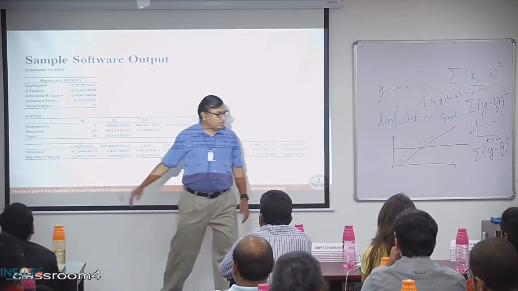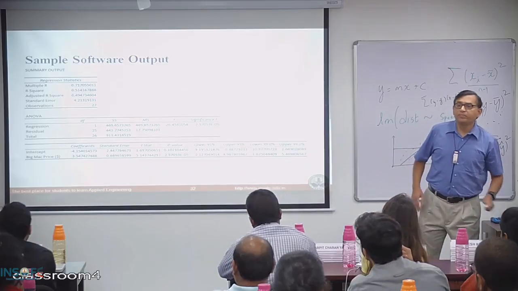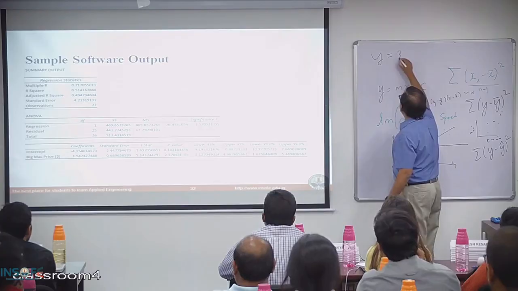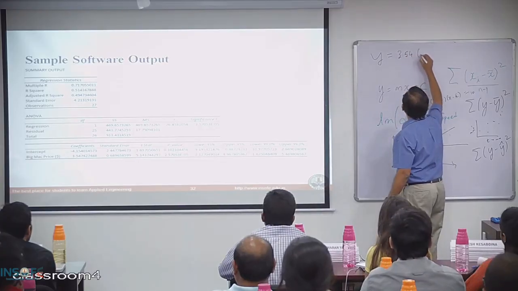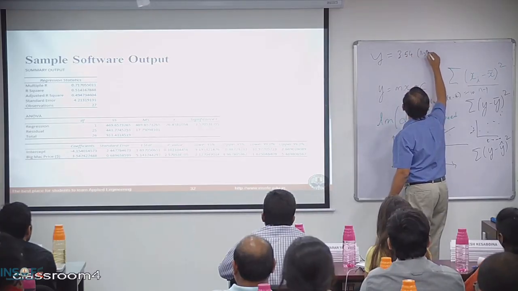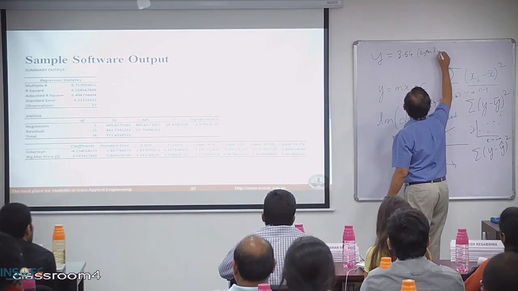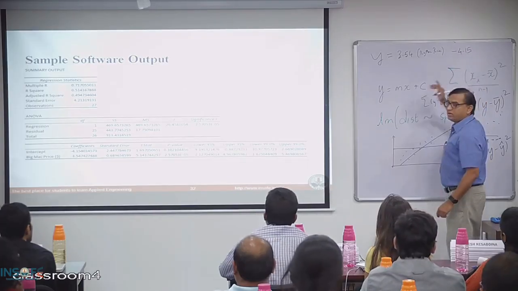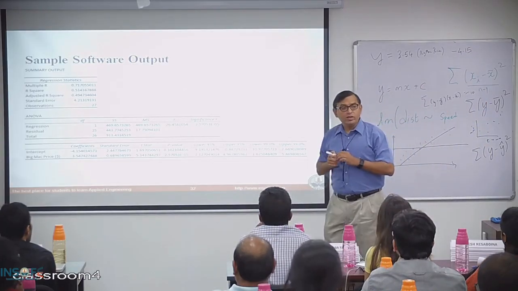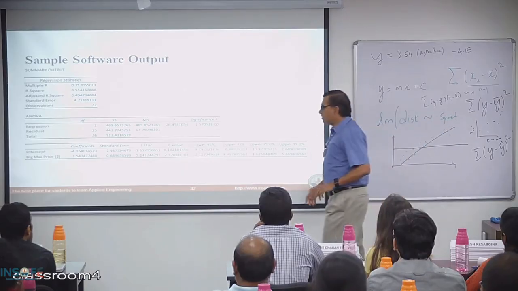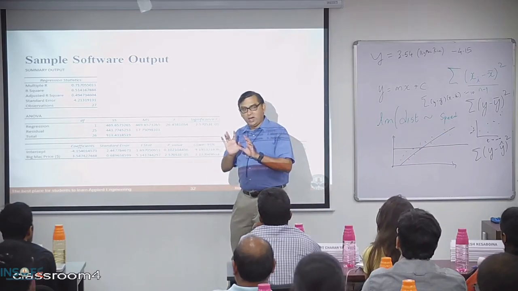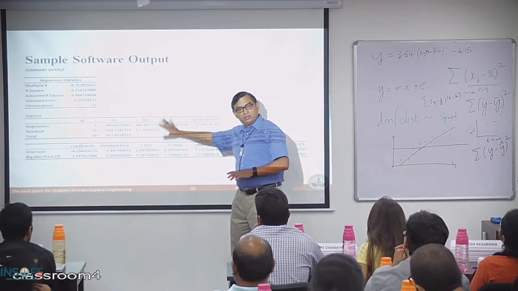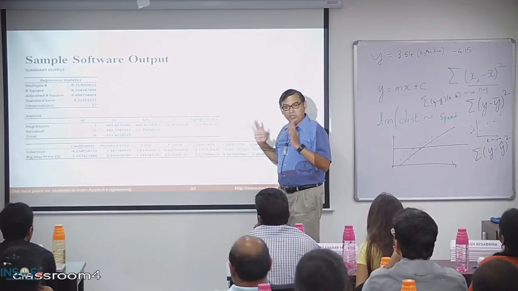So what is the equation of the line? Y equal to 3.54 times the Big Mac price minus 4.15, right? This is what you would write. Now let's look at other numbers that are being printed, and we will analyze what all of these numbers mean.